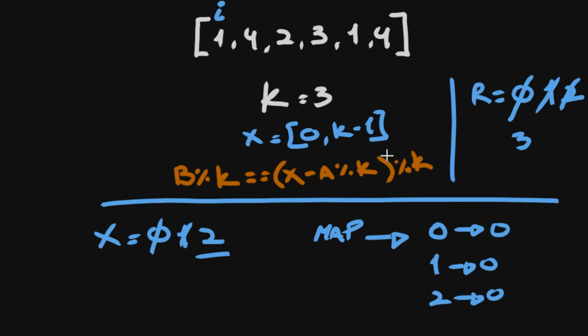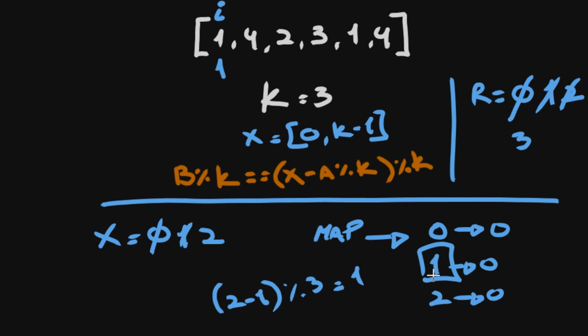Finally, x is 2, meaning k minus 1, and the map is this again. The I pointer is here again. The first value is 1 modulo 3, meaning 1. So we are looking for 2 minus 1 modulo k, meaning 3. So we are looking for 1 modulo 3, it's 1. And so we take the corresponding value for this key, meaning 0 plus 1 is 1. So we replace map at 1 with 1. So this is now 1.